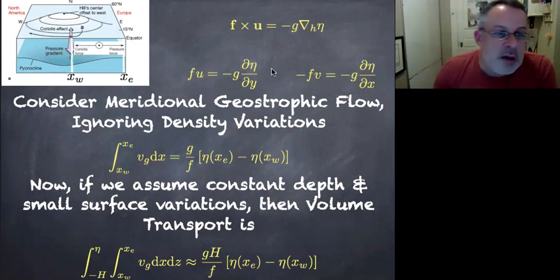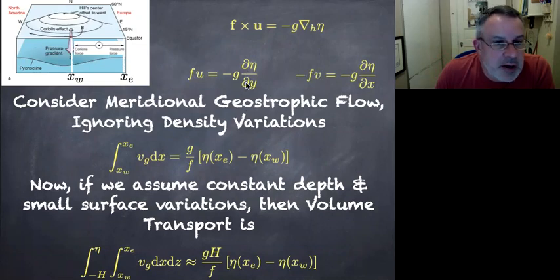And so the two components of the geostrophic velocity, the u component, the zonal component, and the v component, the meridional component, go with the meridional and zonal components of the gradient of the sea surface height, like this, which you can actually integrate from a point on the eastern side to any point on the west you like.